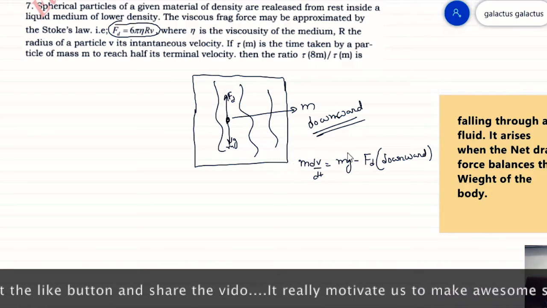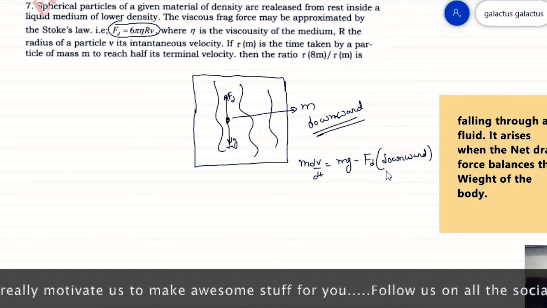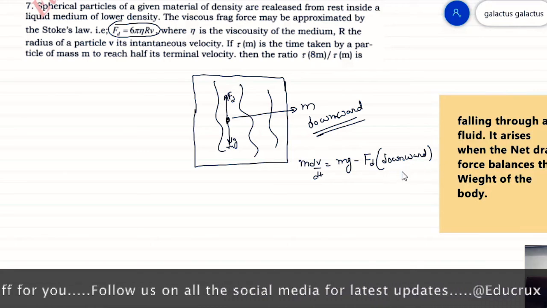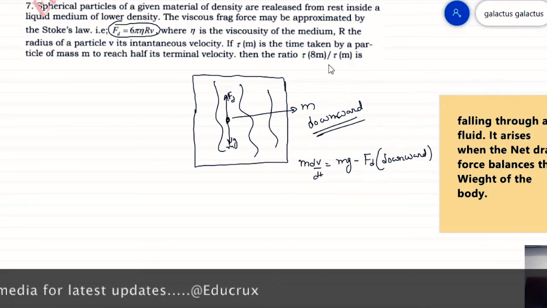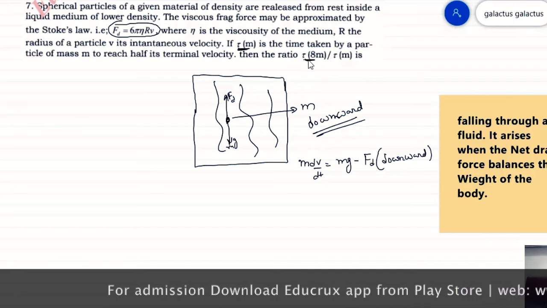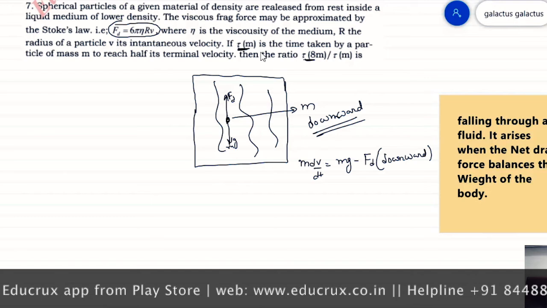But now we have to understand what the terminal velocity of the particle is. So let us first study what the question is asking. The question is asking us the times tau m and tau 8m. So the question is actually asking for the ratio of tau 8m upon tau m. And what is tau?